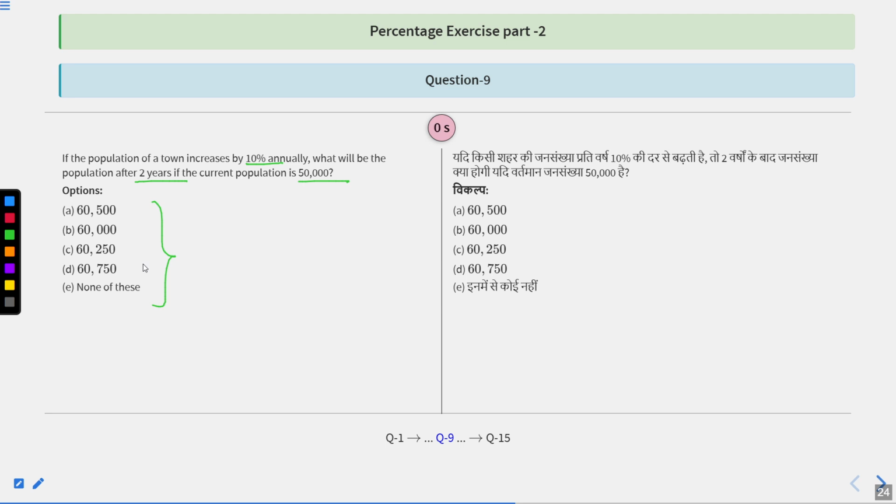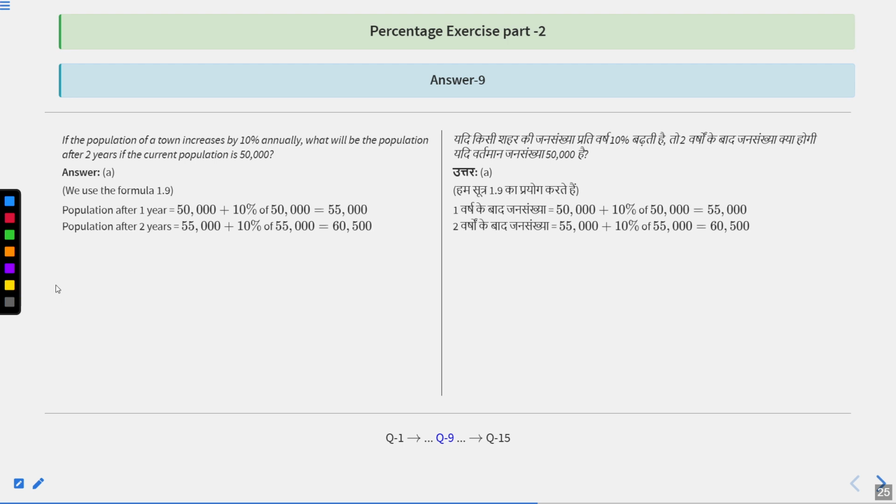Now time's up. Let's see the solution. So first, if the population was 50,000, in the first year it will be increased by 10%. So 10% of 50,000 will be 5,000. When we add it, we get 55,000. In the next year, the population will be 55,000 and 10% of 55,000 will be 5,500, which will be added, and we get 60,500. So option A will be the correct one.